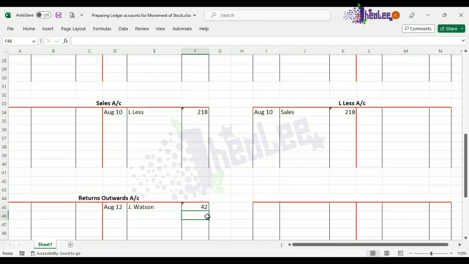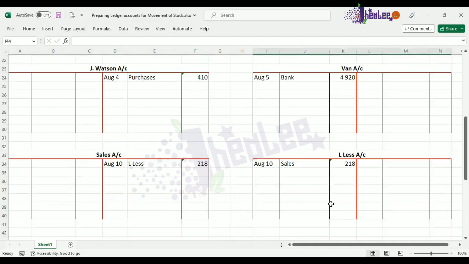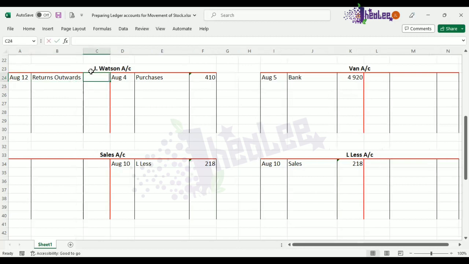So once you return goods to your suppliers, the returns outwards account should be credited while the supplier's account is debited. So we're going to go to J. Watson's account because we have that already. And on the debit side, we're going to put our entry, which is August 12. Our details is returns outwards. And the amount is $42.